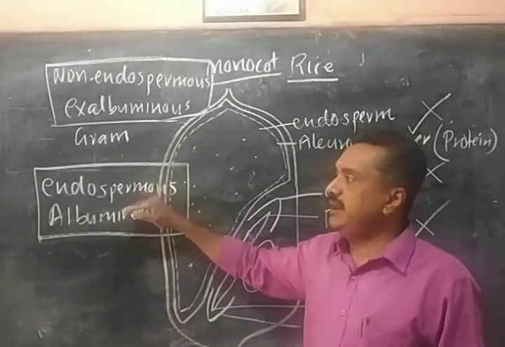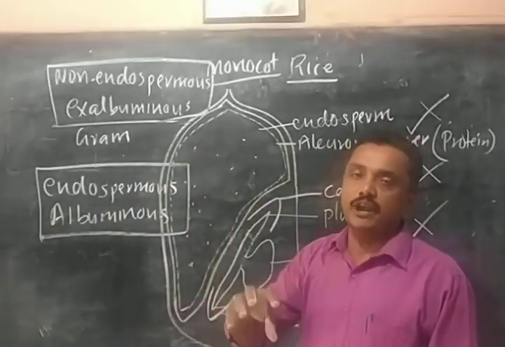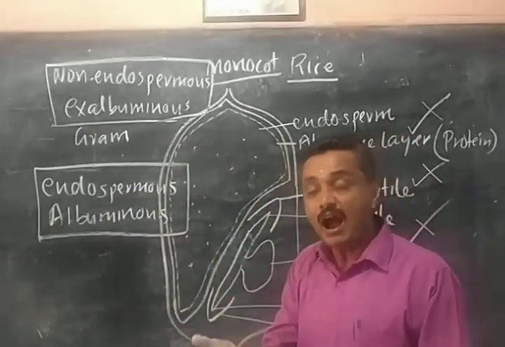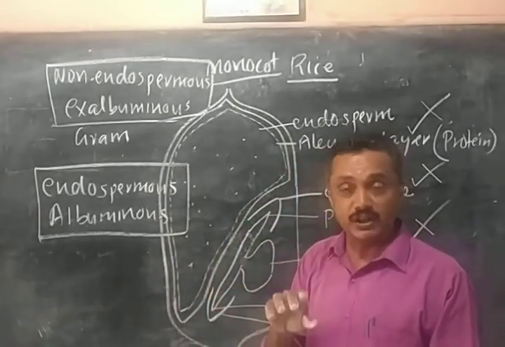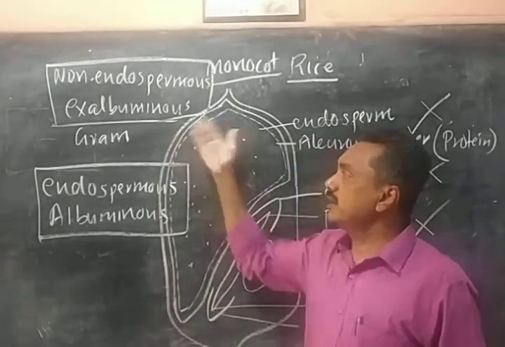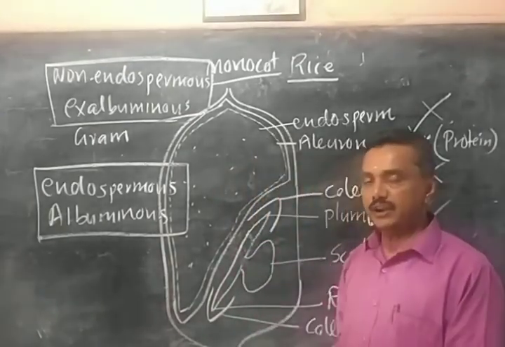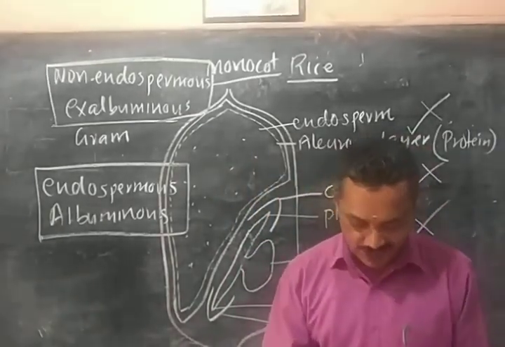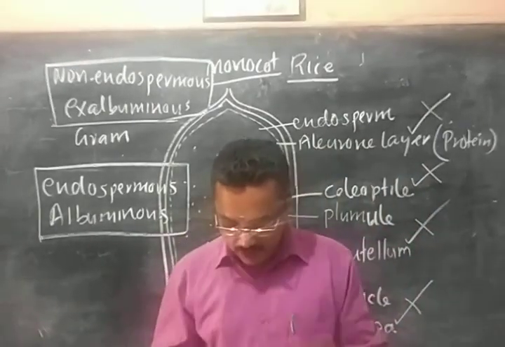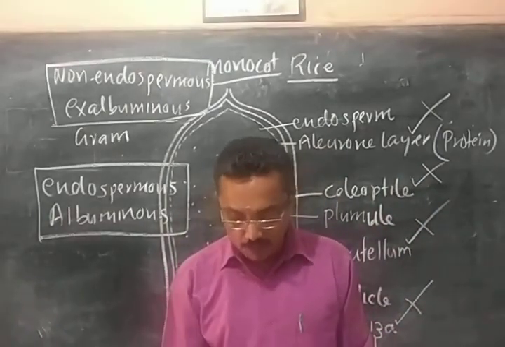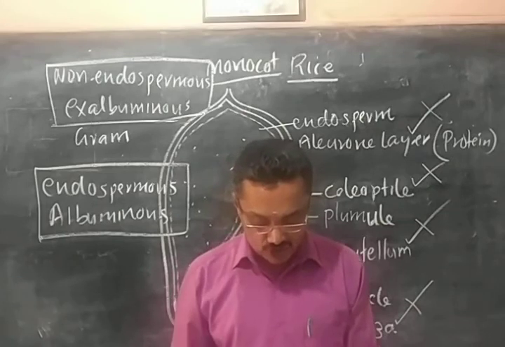So this is the difference. Anyhow, there is a storage food. If endosperm is present, food is stored in the endosperm. If there is no endosperm, food is stored in the cotyledon. There are two types of seed, endospermous and non-endospermous. By that, we complete the structure of the monocot seed and dicot seed.